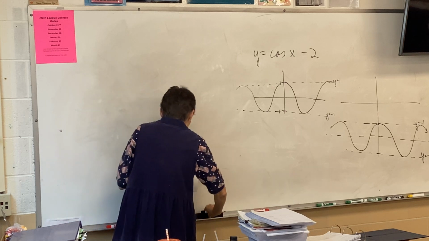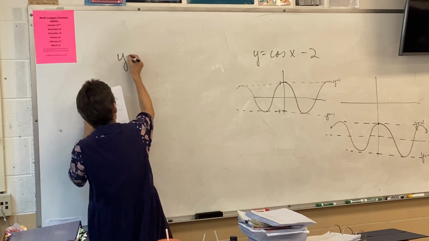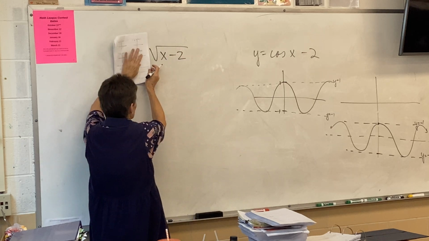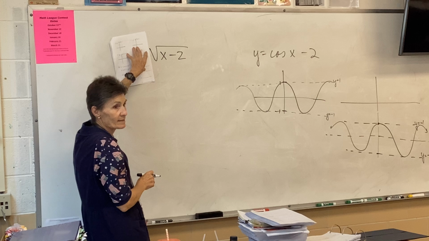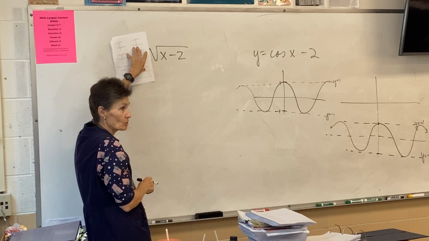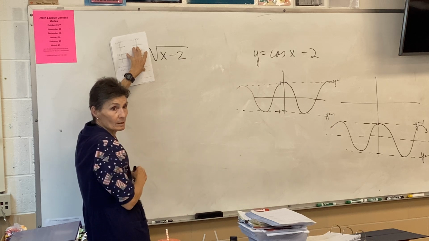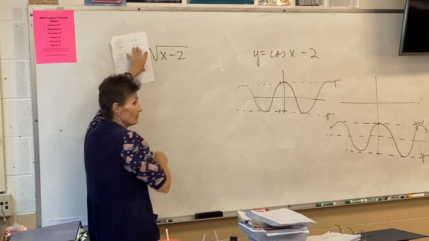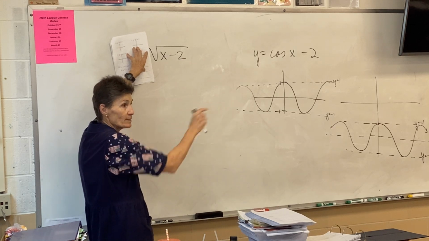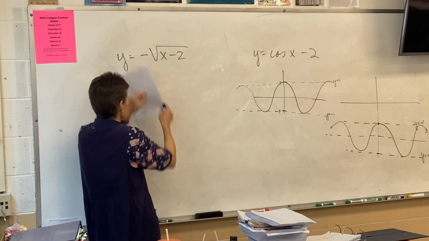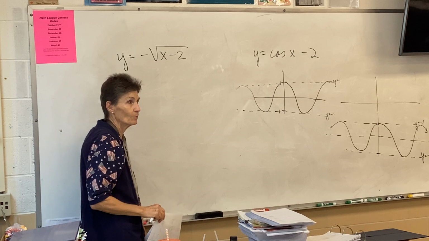Alright, and then this last one, I got wild and wacky. What's that? Square root, that's the one that starts at the origin and goes up and out. What did you do to it? Right, 2. Okay, I got that. What does putting a negative in front of it do?